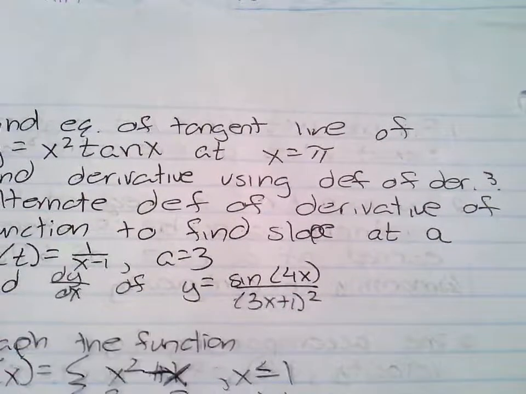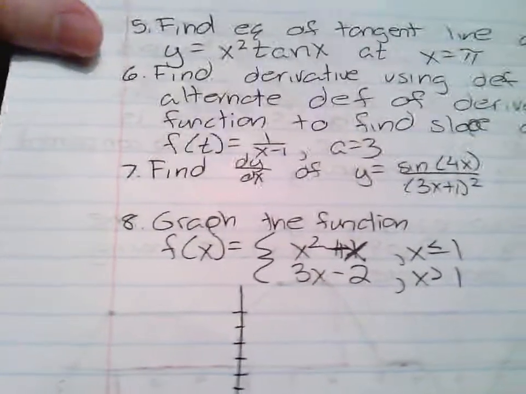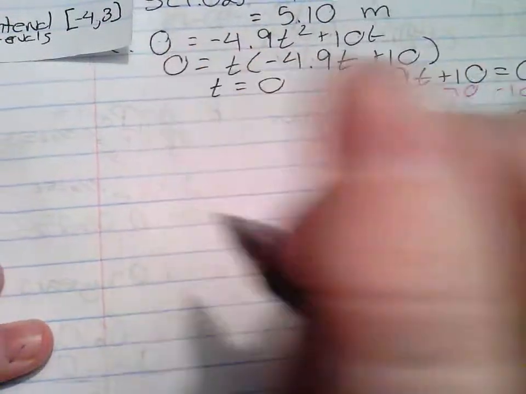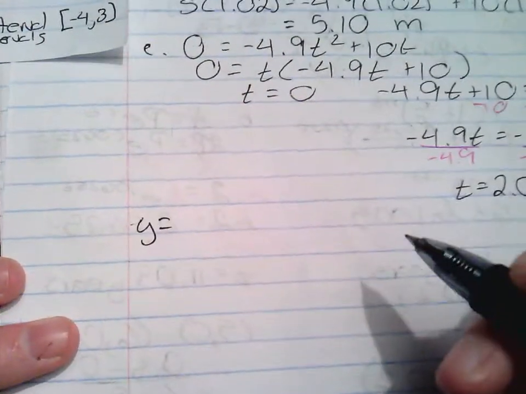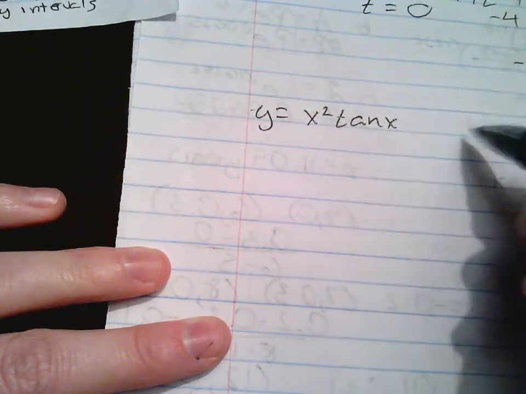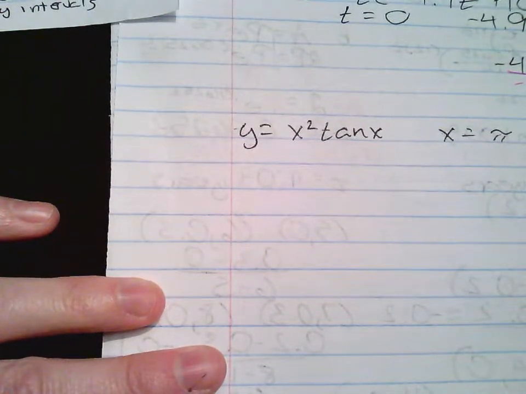Other side. Alright, so we're going to be finding the equation of the tangent line of y equals x squared tangent x at x equals pi. So we have y equals x squared tangent x. Okay, first things first, you got to find the slope.